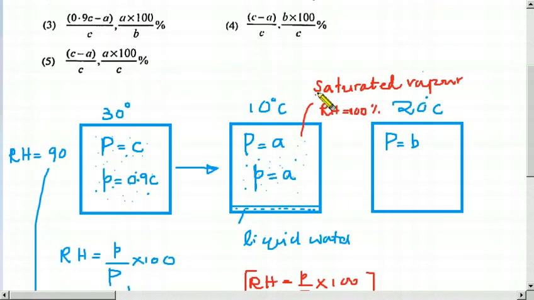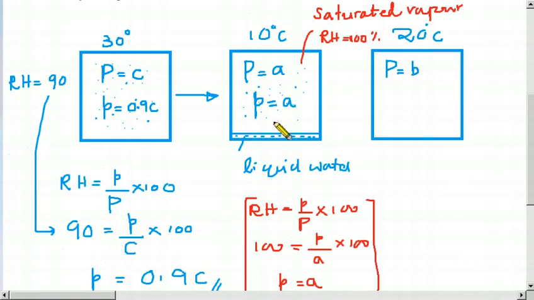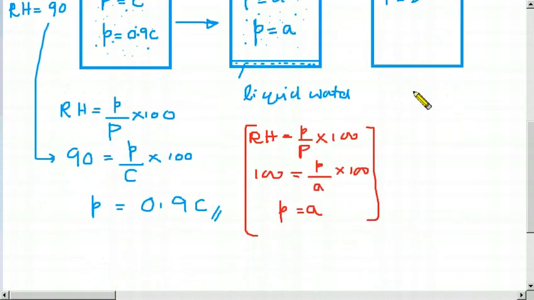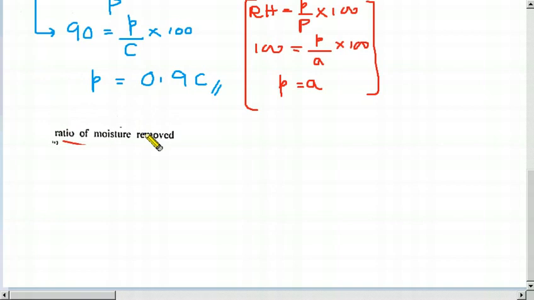If the vapor is saturated, there is maximum vapor. So that way you can decide that simple P is equal to simple A, that is given. That is the maximum. So now what they ask is, first they ask the ratio of moisture removed. Let us try to find out that, the ratio of moisture removed.